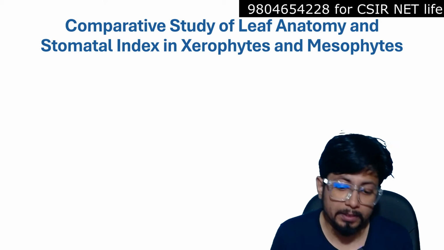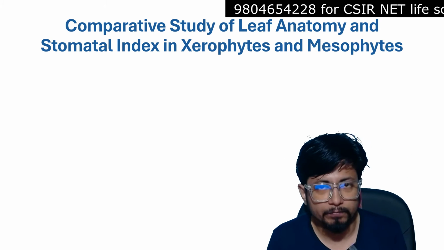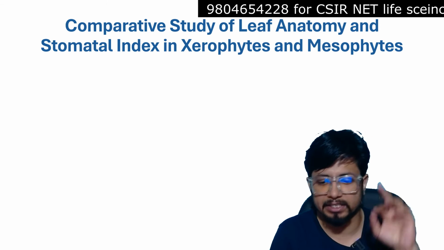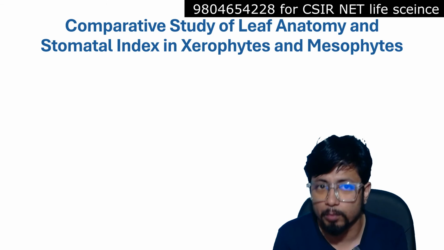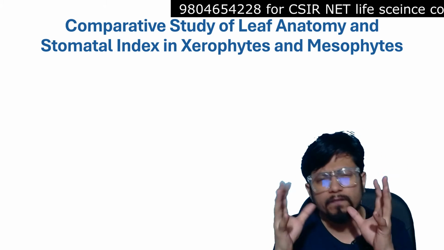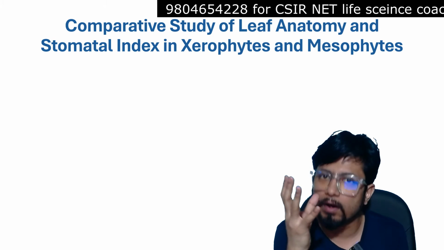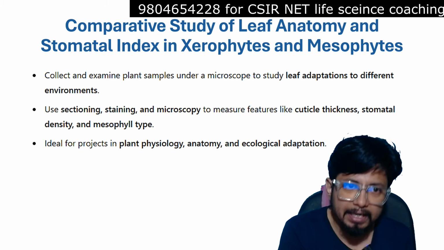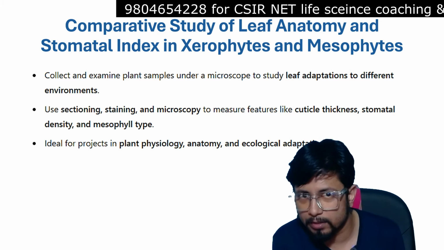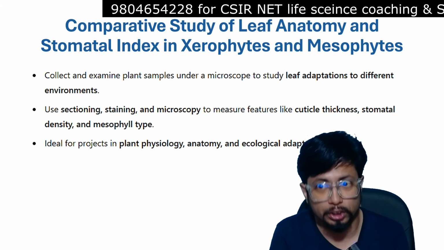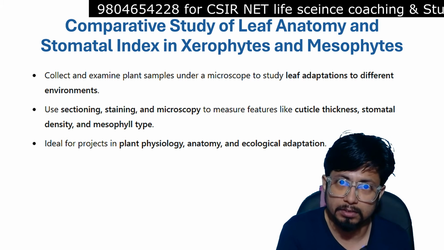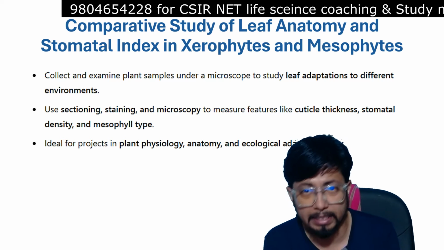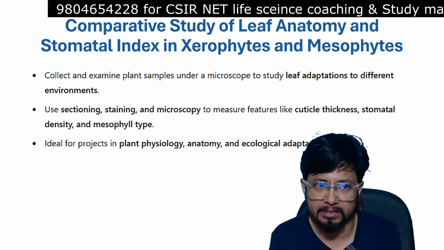Now why it is important is that with the changing environment, with changing pollution and changing environmental parameters like changing CO2 levels and changing oxygen levels in the atmosphere, there is an obvious change in leaf structures and leaf functions in both xerophytes and mesophytes, and we are studying that. Collect and examine plant samples under a microscope to study the leaf adaptations to different environmental conditions. Again, you can choose a rural or less polluted area, or highly polluted areas like urban and city areas.